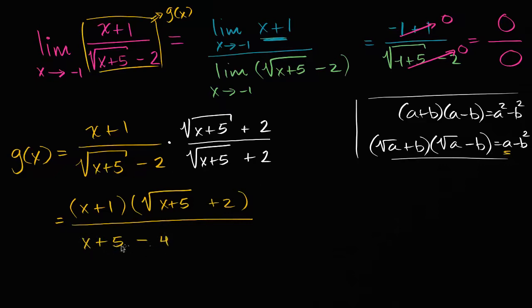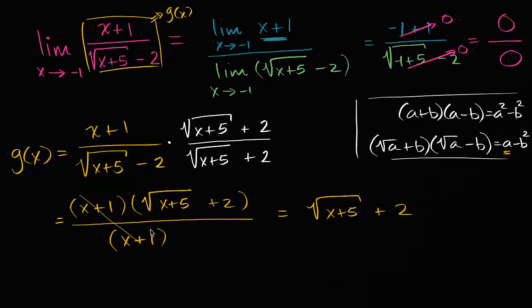And so this down here simplifies to x plus 5 minus 4, which is just x plus 1. And it probably jumps out at you that both the numerator and the denominator have an x plus 1 in it, so maybe we can simplify. So we could simplify and just say, well, g of x is equal to the square root of x plus 5 plus 2. Now, some of you might be feeling a little off here, and you would be correct.